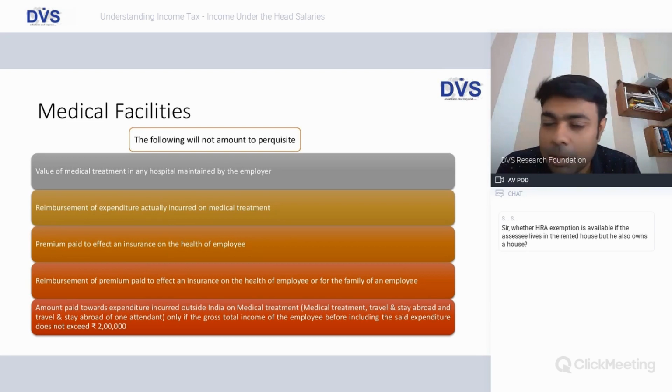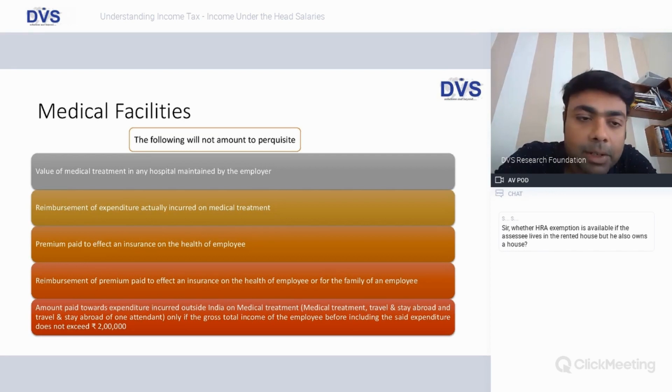Medical facilities. The following are exempt. Medical allowance, friends, is fully taxable. Any medical facility provided in a hospital maintained by the employer, reimbursement of expenditure actually incurred for medical treatment, premium paid to effect an insurance on the health of the employee, reimbursement of premium paid to effect a health insurance on the employee or his family, amount paid towards expenditure incurred outside India on medical treatment, including one attendant, if the gross total income of the employee is less than 2 lakhs. So, very rare people use this, but anyways.